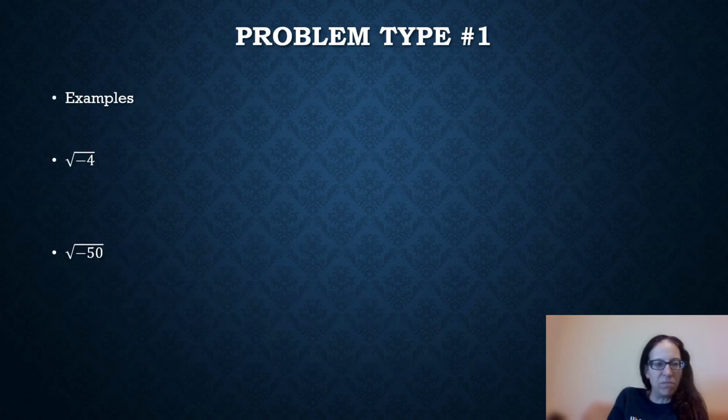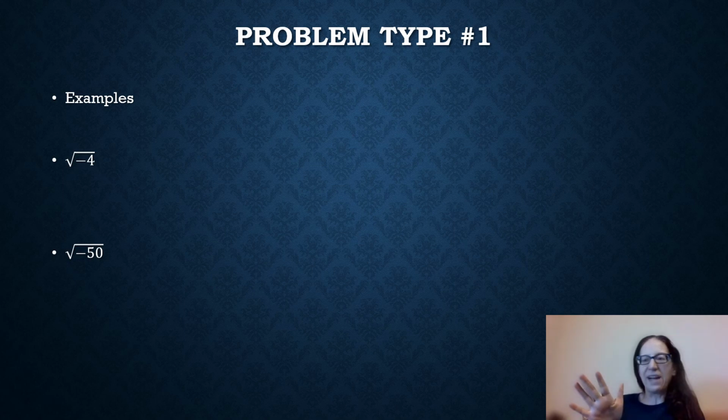Okay, so problem type number 1 is the simplifying the square roots, okay? Now, I am assuming that you do know how to do basic simplification of square roots. If you don't, let me know. I can link you over to a video or some resources. I don't know if I have a video for simplifying square roots, but I could come up with one. Actually, I might have one.